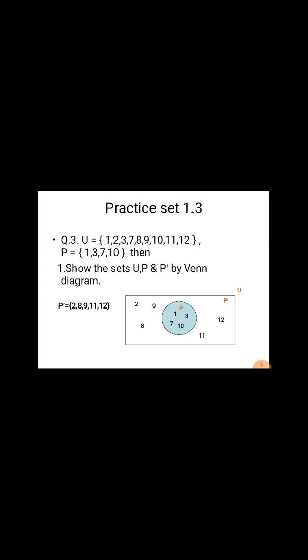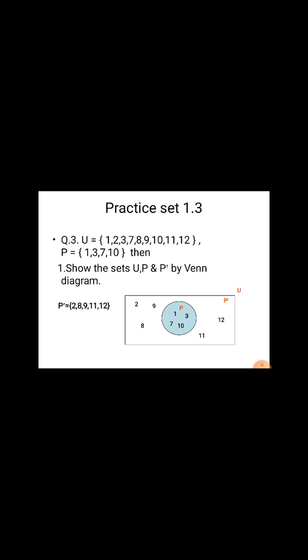Now, which elements are present in set P? 1, 3, 7, 10. These elements are present in P. But which elements are not present in P? 2, 8, 9, 11, 12. So, these elements are of set P dash.